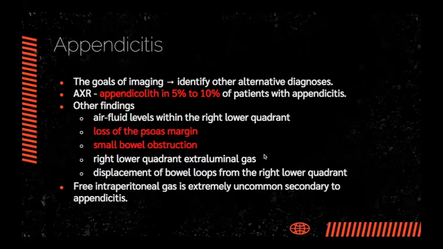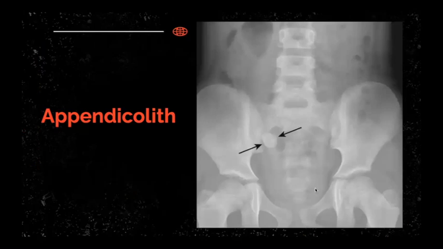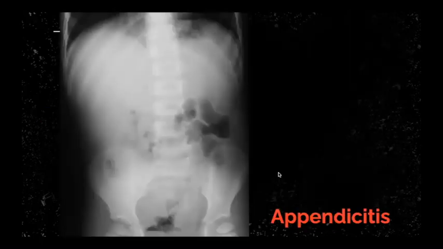So what are the other findings that we are looking for in the case of appendicitis? The findings are probably an air fluid level at the right lower quadrant if you are lucky, and probably some loss of psoas margin and perhaps some small bowel obstruction. So all these findings are basically quite non-specific. So this is the appearance of an appendicolith, round like a stone at the right iliac fossa. Okay. All right. So this is an abdominal radiograph of a case with acute appendicitis.